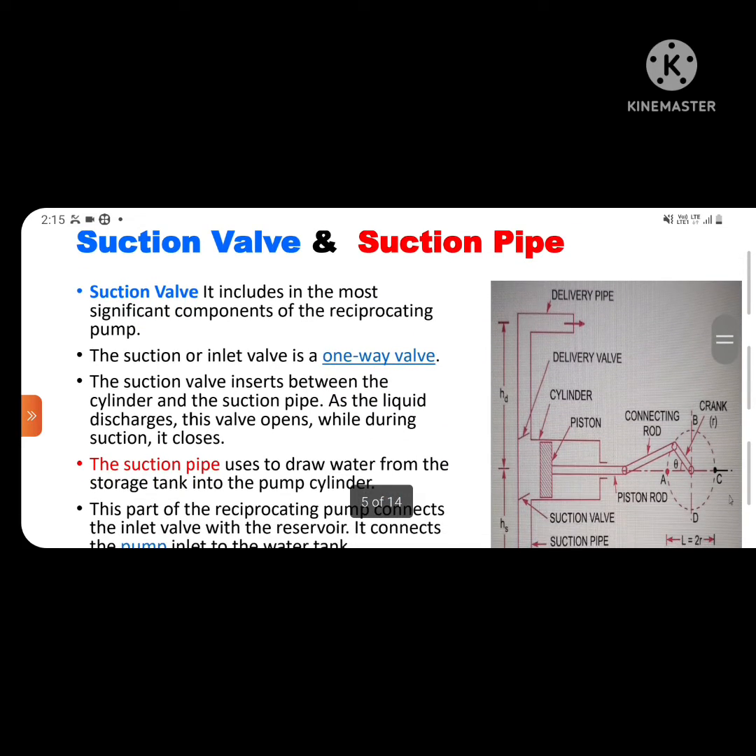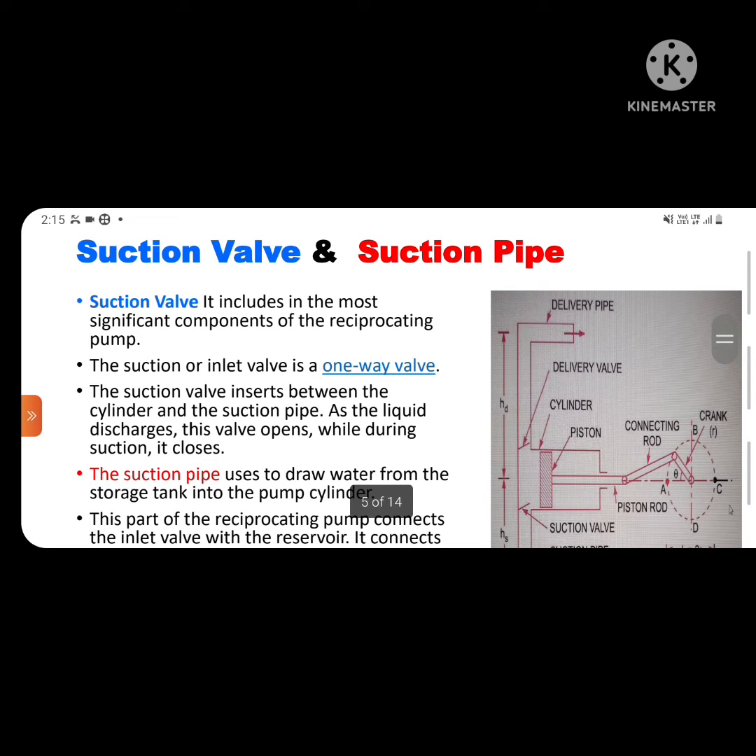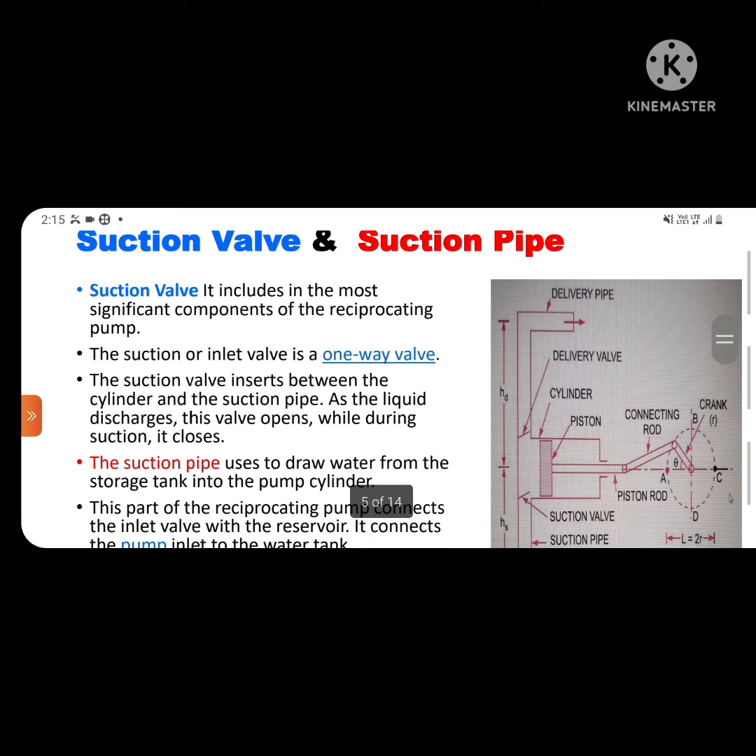We will discuss one by one, suction wall and suction pipe. Suction wall is one of the most significant components of the reciprocating pump. Suction or inlet wall is a one-way wall, that is, a non-return wall or one-way wall. The suction takes place whenever the piston moves from top to bottom. During suction, the delivery wall is closed, and due to the suction, whatever liquid is in the suction pipe enters inside the cylinder of the reciprocating pump.